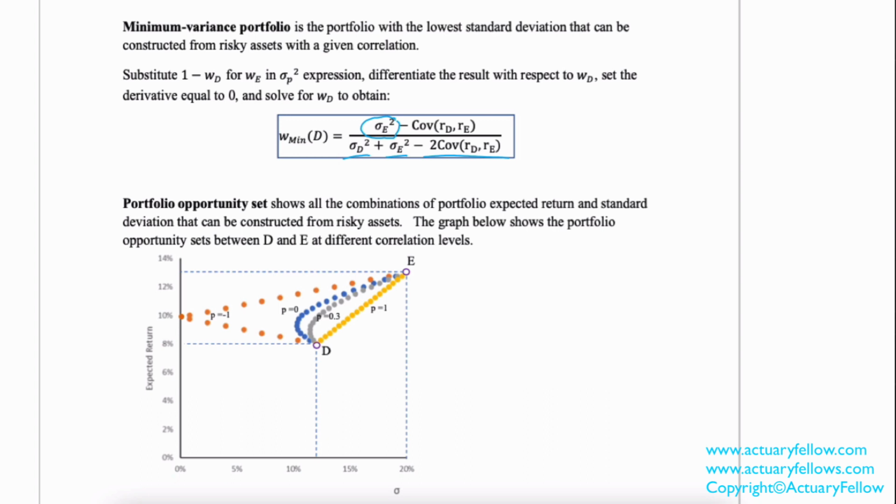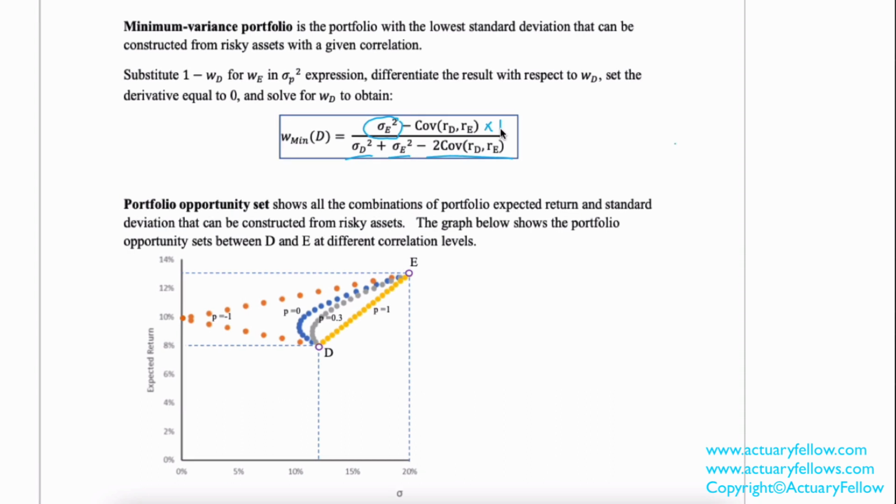The way I memorize this formula is, the numerator is the variance of the other risky asset minus 1 times covariance. 1 is the number of variance terms before the covariance. There is only one variance term in the numerator. The denominator is the sum of the two variances minus 2 times covariance. 2 is the number of variance terms in the denominator.